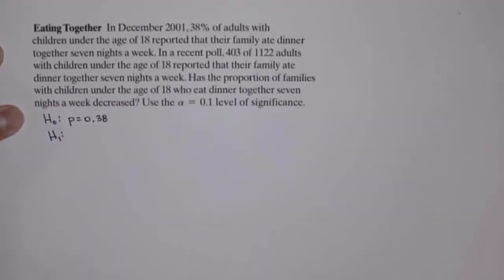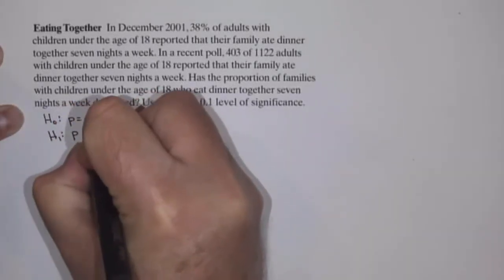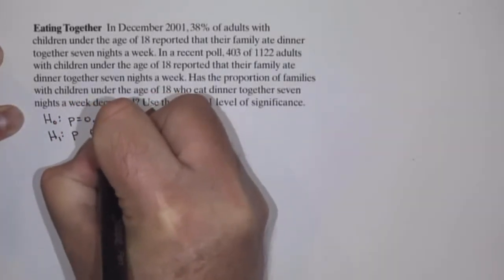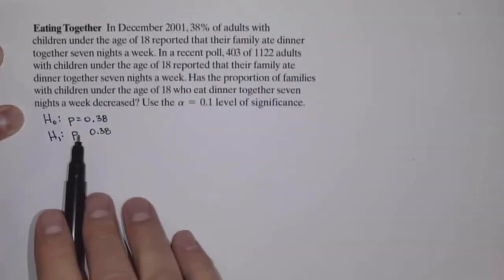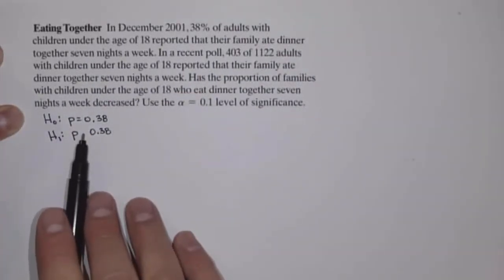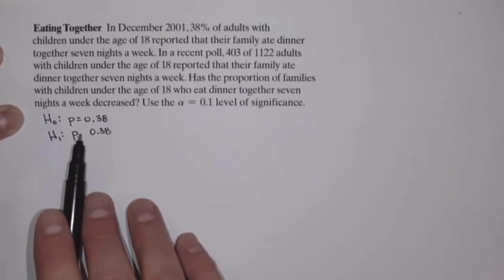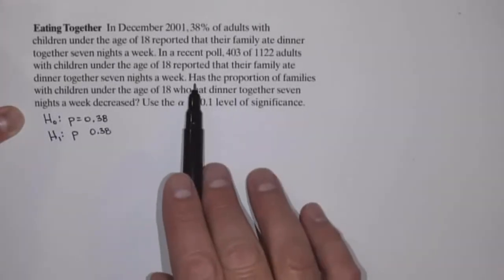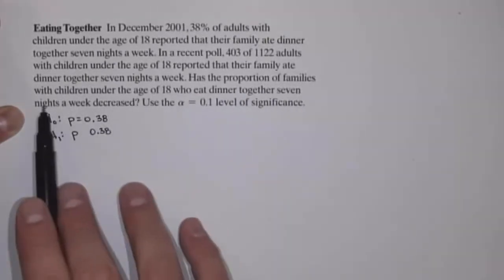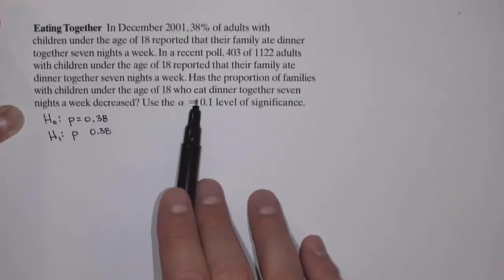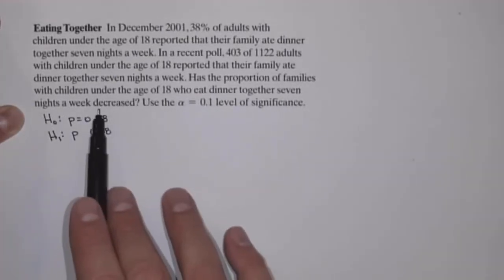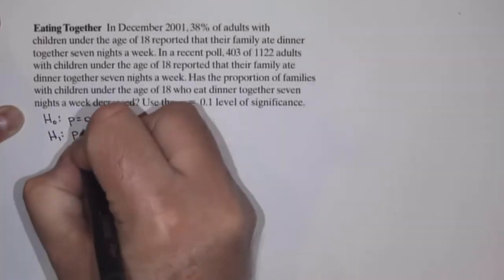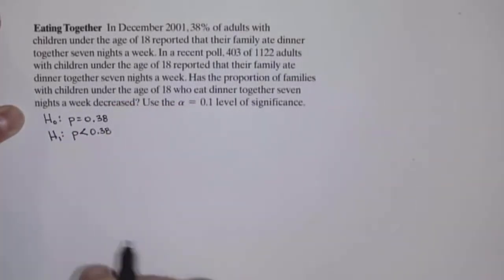So our alternative hypothesis is going to be P, and we're going to have 0.38. And so the question is, do we want less than, greater than, or not equal to there for our alternative hypothesis? And the way we're going to determine that is by the question that we're trying to answer. So the question was here: has the proportion of families with children under the age of 18 who eat dinner together 7 nights a week decreased? So has it gone down? Is it now less than 38%?